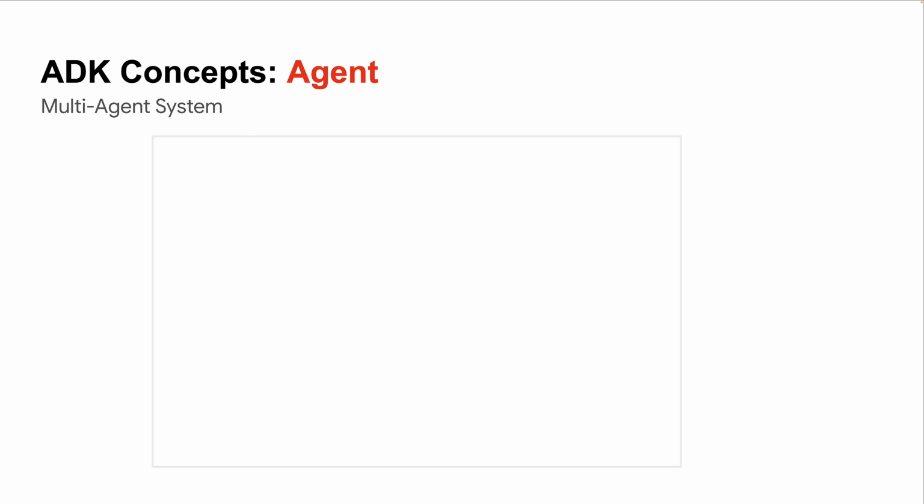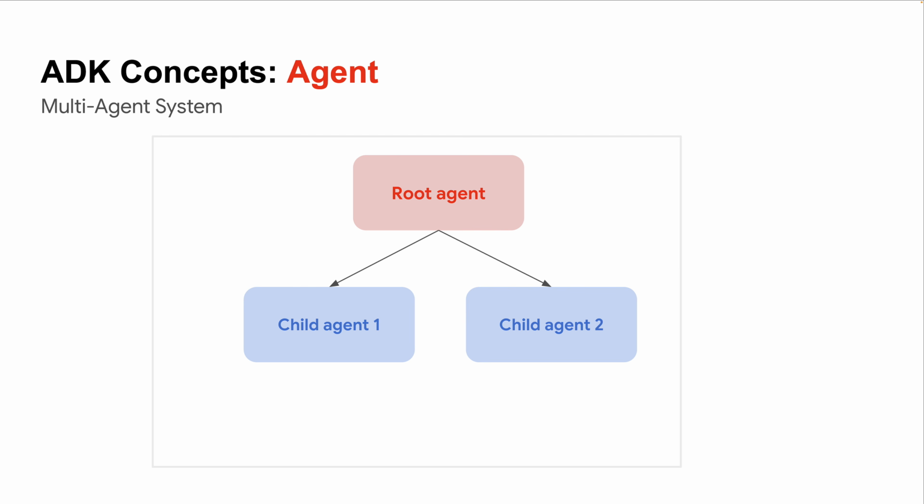The Agent Development Kit supports building sophisticated applications also by composing multiple distinct agent instances into a multi-agent system, often forming a hierarchy like this one here with a root agent and child agents. And this is something you might want to do to enhance the modularity of your overall system and potentially improve performance by having more specialized agents that do one specific task well.